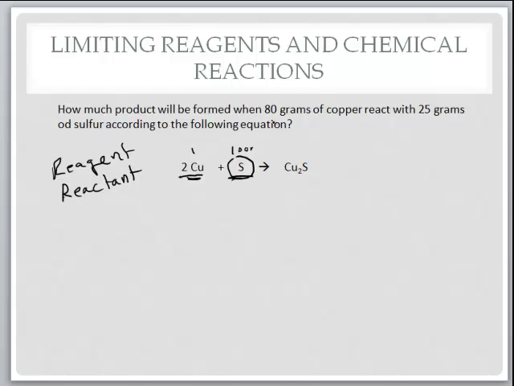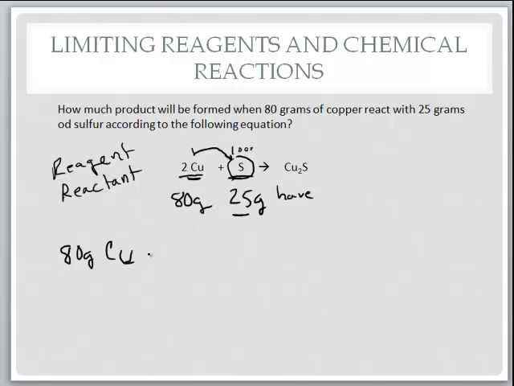Anyway, let's start with our 80 grams of copper and our 25 grams of sulfur. What we want to do is take one of them, and I always tend to take the one on the left. So I'm going to take my 80 grams of copper, and now I want to calculate, if I've got 80 grams of copper, how many grams of sulfur would react with that? And then I'm going to compare it to the 25 grams that I have.